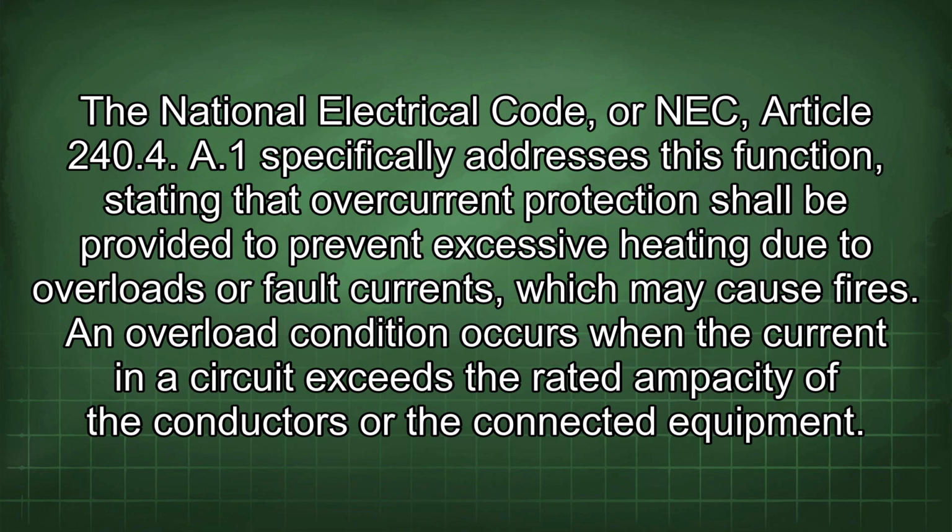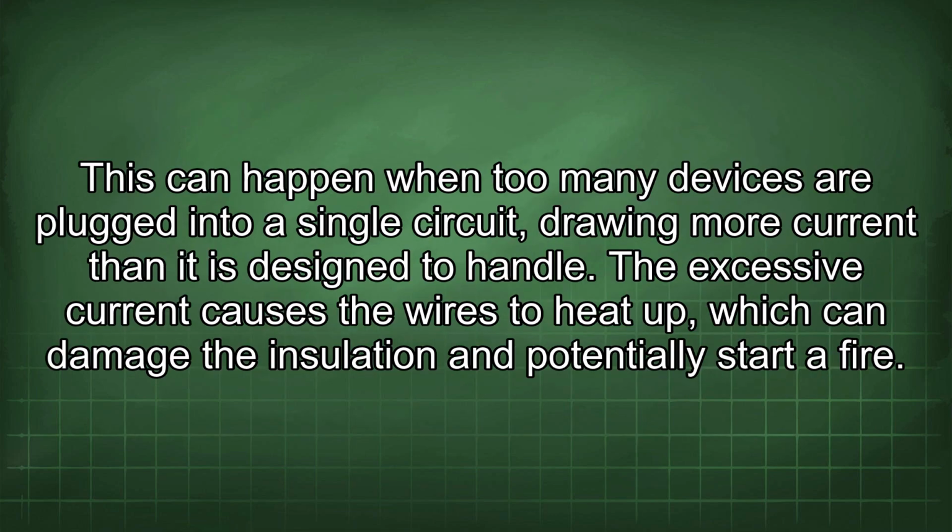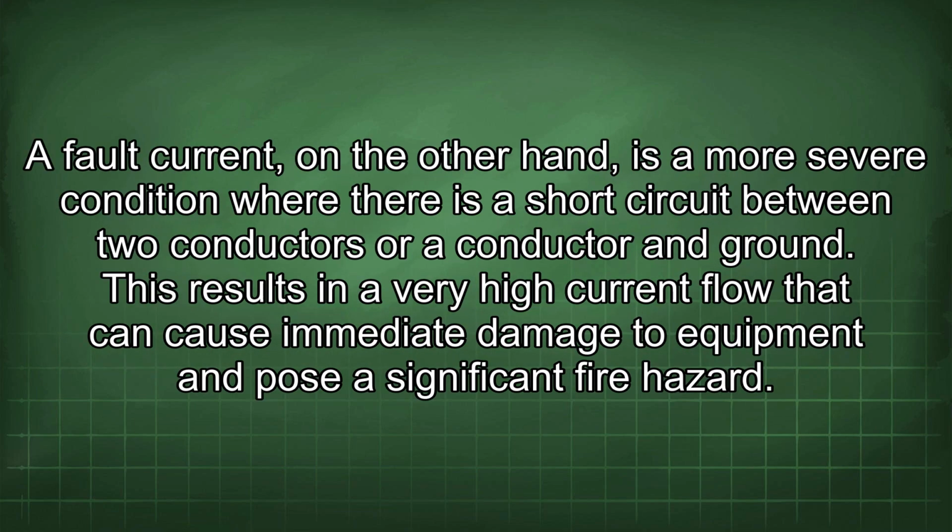An overload condition occurs when the current in a circuit exceeds the rated ampacity of the conductors or the connected equipment. This can happen when too many devices are plugged into a single circuit, drawing more current than it is designed to handle. Excessive current causes the wires to heat up, which can damage the insulation and potentially start a fire. A fault current, on the other hand, is a more severe condition where there is a short circuit between two conductors or a conductor and ground. This results in a very high current flow that can cause immediate damage to equipment and pose a significant fire hazard.